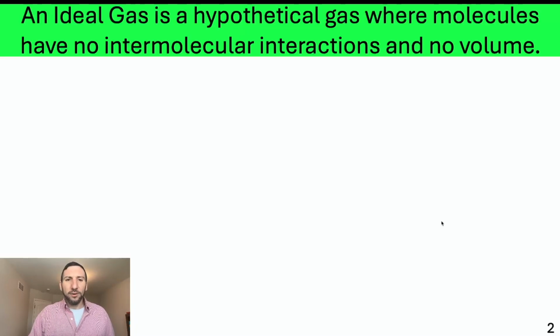So you've seen in high school chemistry an ideal gas, you've heard about it, and you know that an ideal gas is a hypothetical gas where molecules have no intermolecular interactions and they have no volume. And we have the ideal gas law that goes along with it, which is PV equals nRT. Now, we have spoken about that in a previous video.